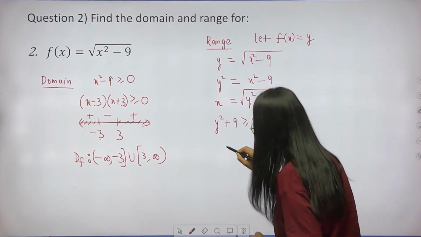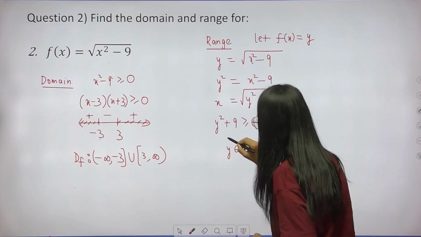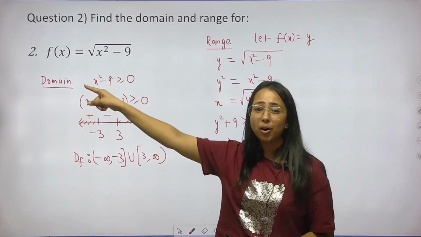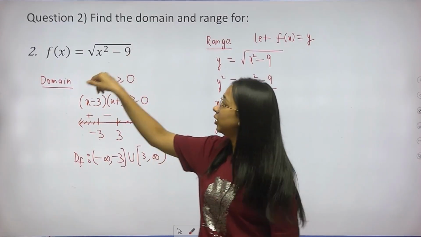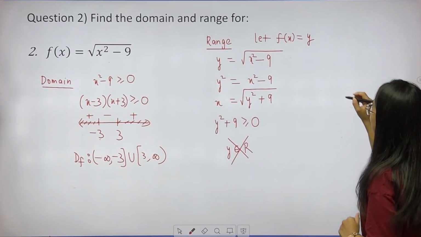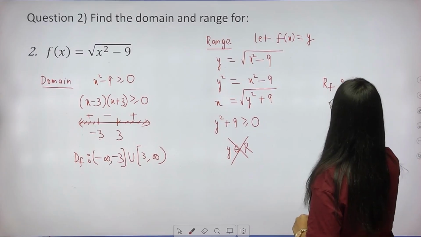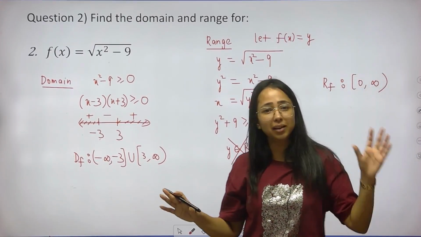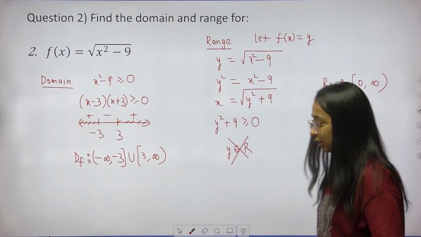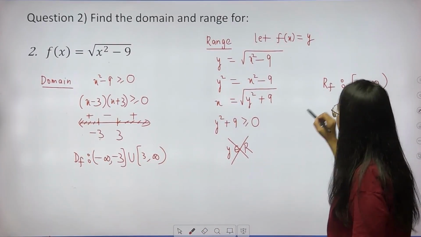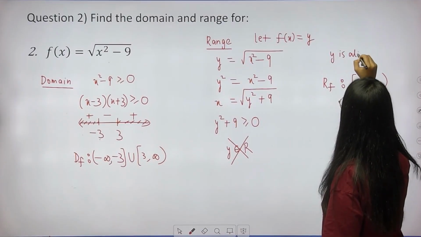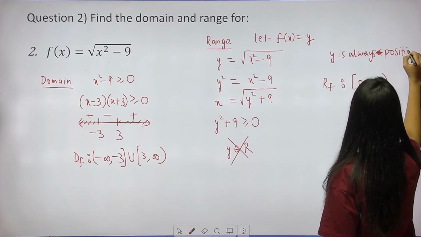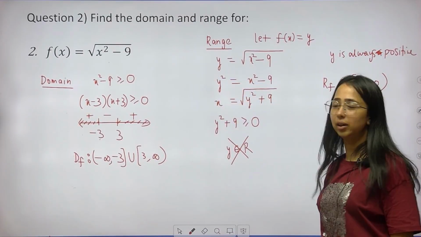So can we write that y belongs to R? No, not again. Why? Because y cannot be a negative value, because root cannot come negative. Hence, the range will be equal to 0 to infinity. We'll eliminate all the negative numbers and the range will be 0 to infinity. Clear? Because y is always positive. Because it is a root. Okay?